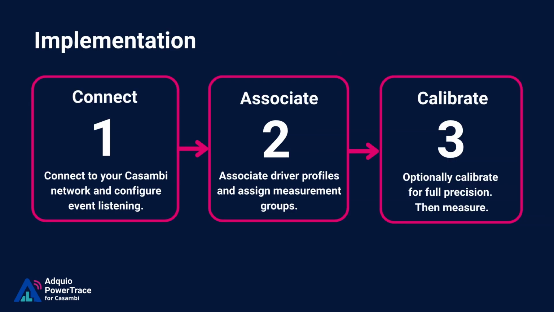Now, I know what you're thinking. This sounds complicated, like a huge IT project. But it's actually designed to be incredibly simple. Step 1, you connect it to the network. Step 2, you tell it which light profiles to use for which fixtures. And step 3, if you need absolute meter-grade precision, you run a quick, optional calibration. And that's it. You're up and running.